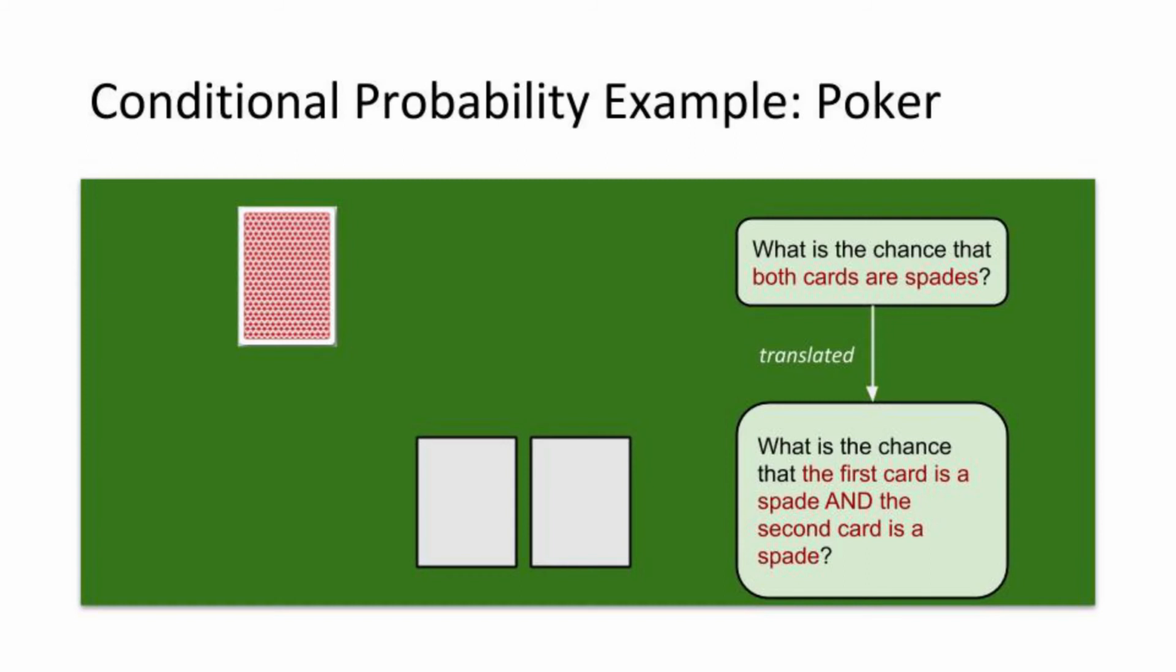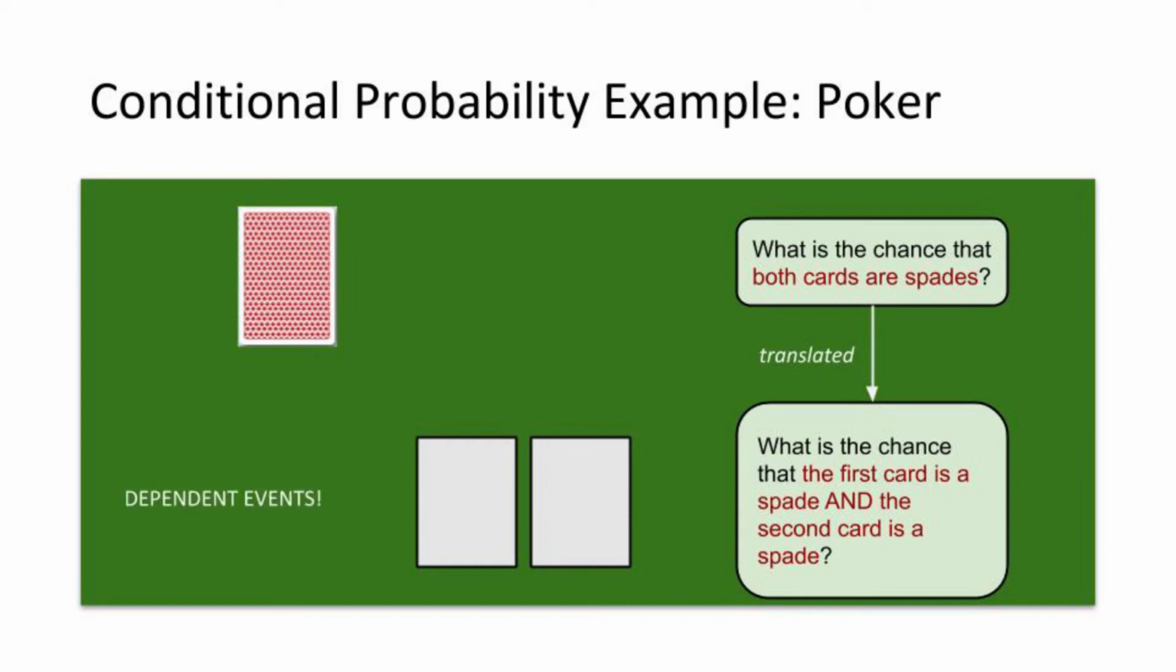Remember, when you're going over problems, it's best to translate the question into what you can write out easily in math. When the question asks for both cards being a spade, you should be translating this to the first card being a spade and the second card being a spade. From that statement, it's much cleaner to write out what you want in math.